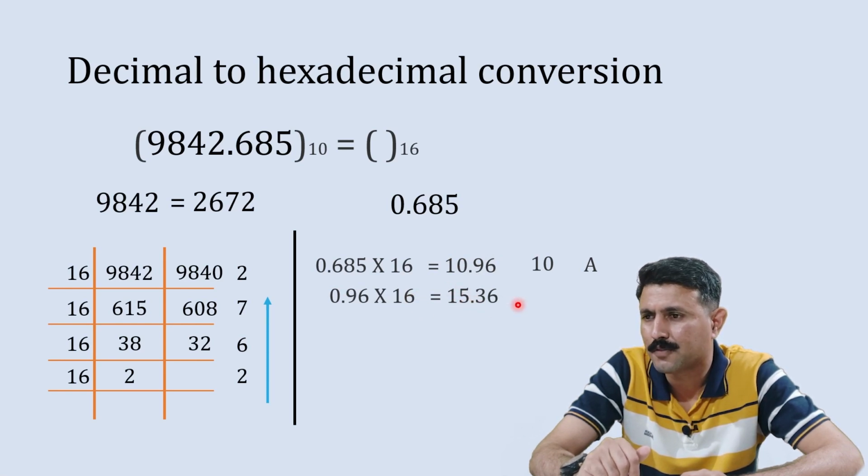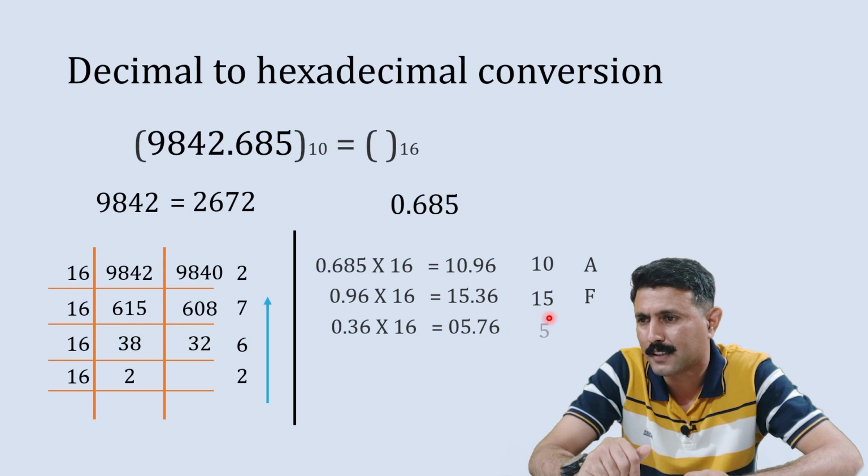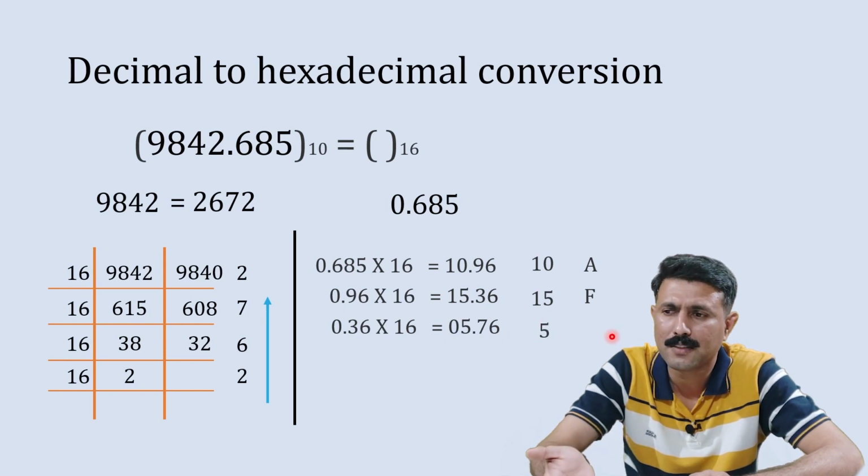So again take this 15 from this number, and the hexadecimal equivalent to this 15 is F. So when you have taken 15 from this number, only 0.36 is left. So multiply this 0.36 with 16, you will get 5.76. So write this 5 over here, and this 5 is directly 5 as a hexadecimal number.